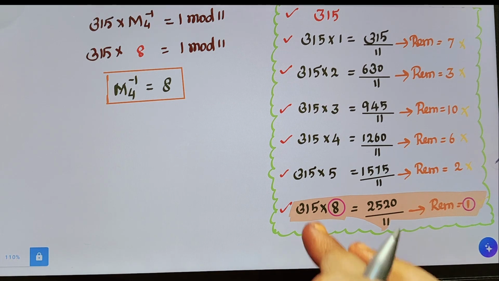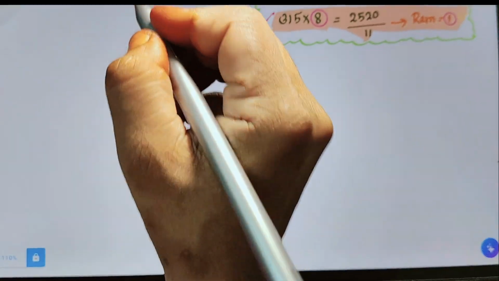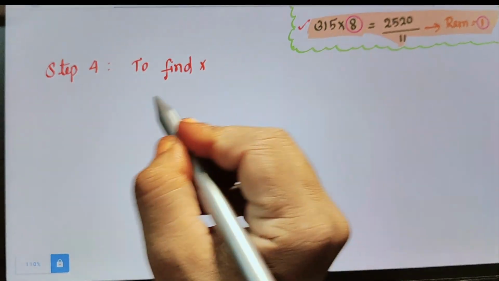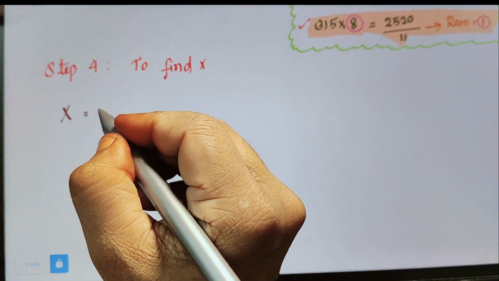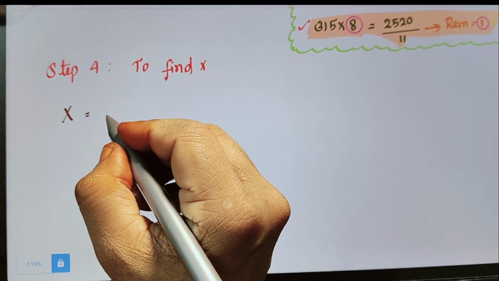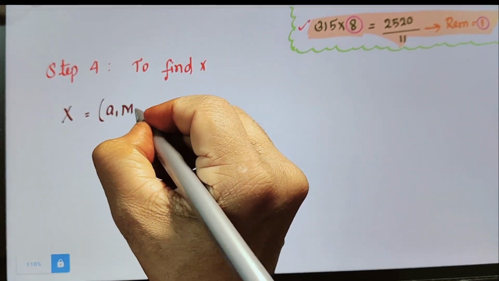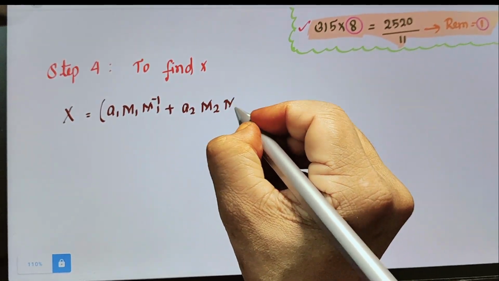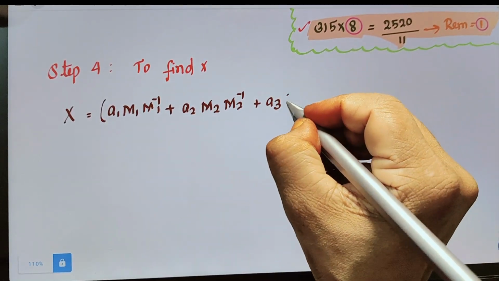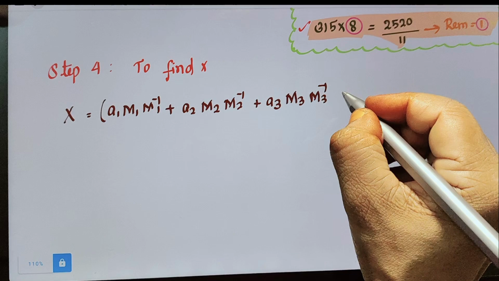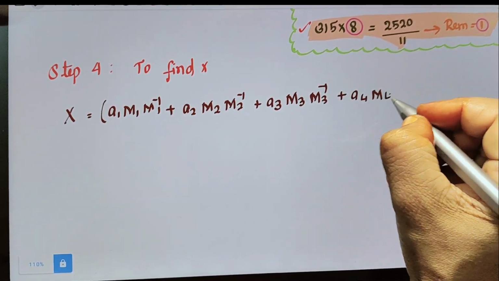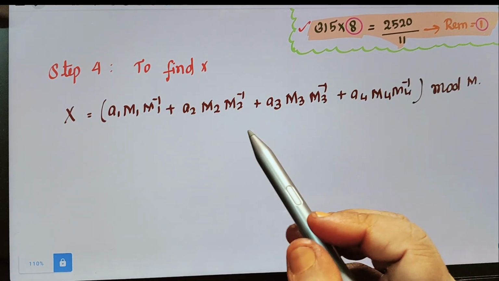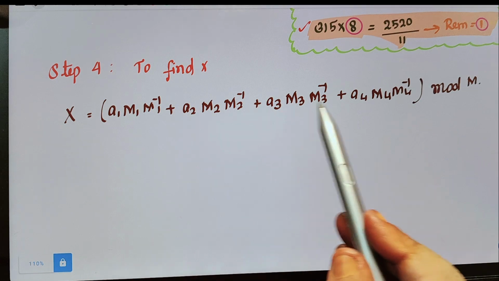Next, find the value of X by using the formula. Here, next step 4, to find X. Write the formula for X. X equal to, general formula, A1 M1 M1 inverse plus A2 M2 M2 inverse plus A3 M3 M3 inverse plus A4 M4 M4 inverse, and mod capital M. Okay, because in the problem we are given up to A1, A2, A3 and A4.